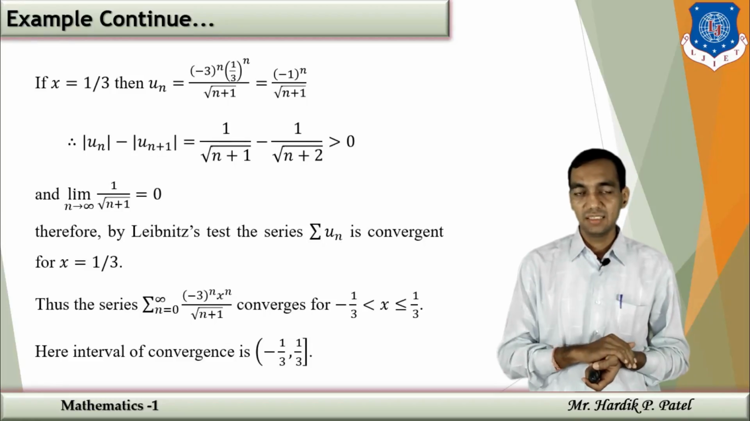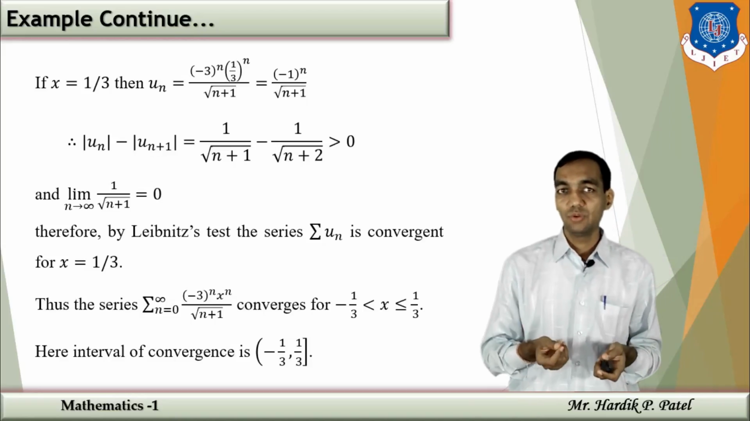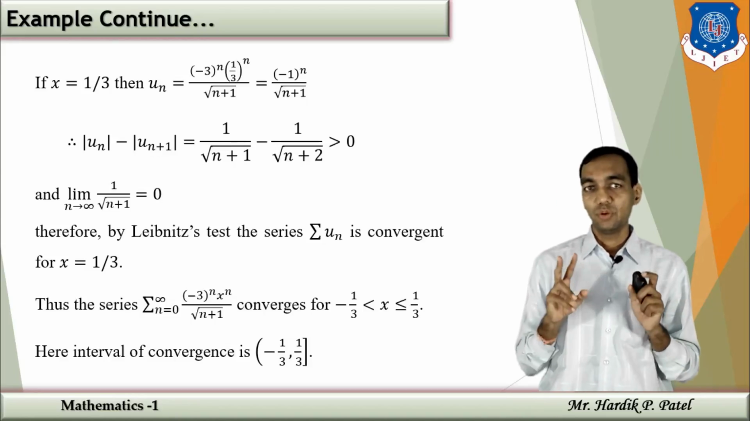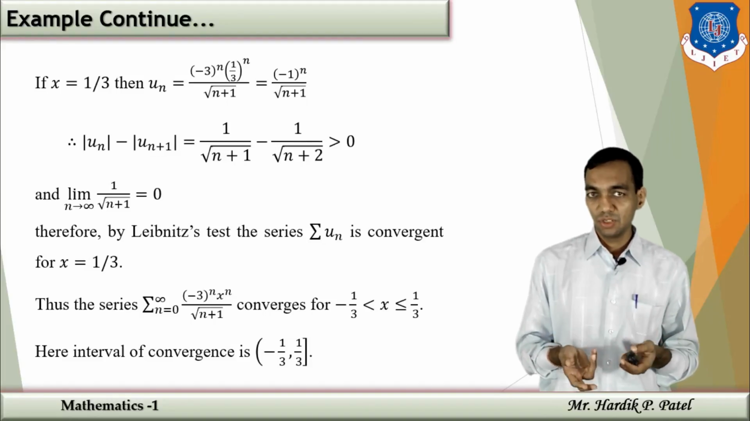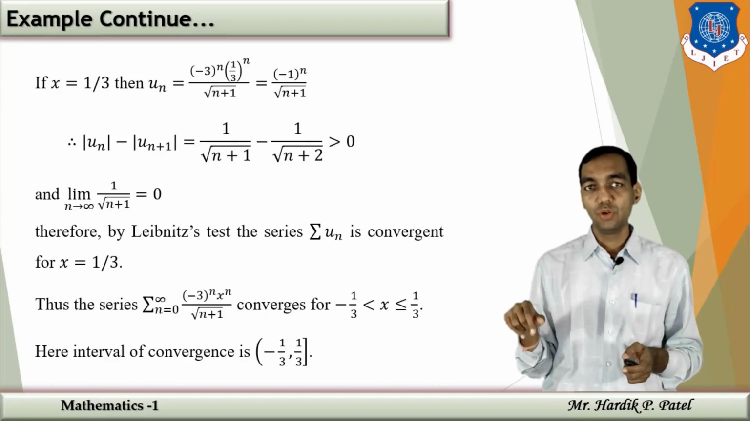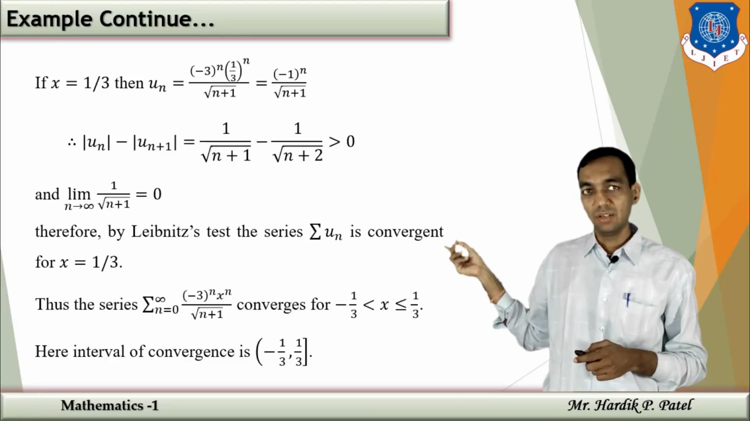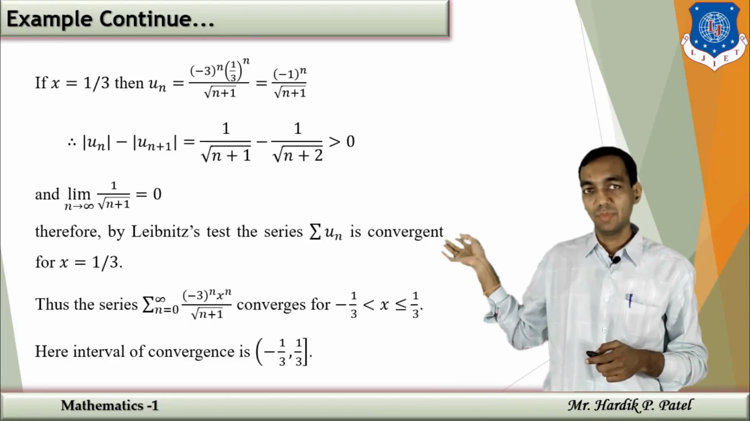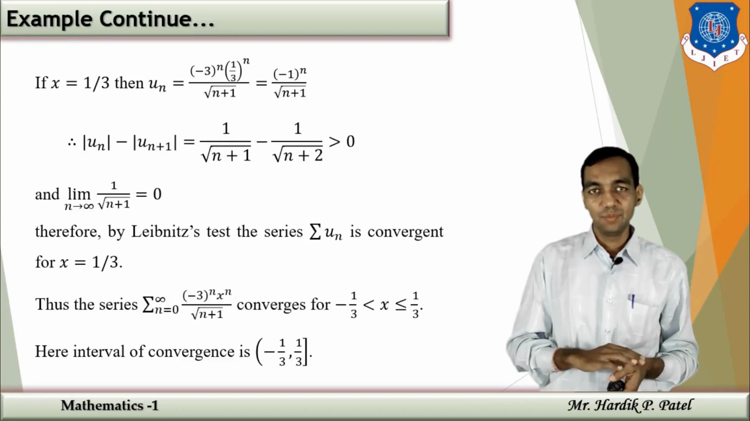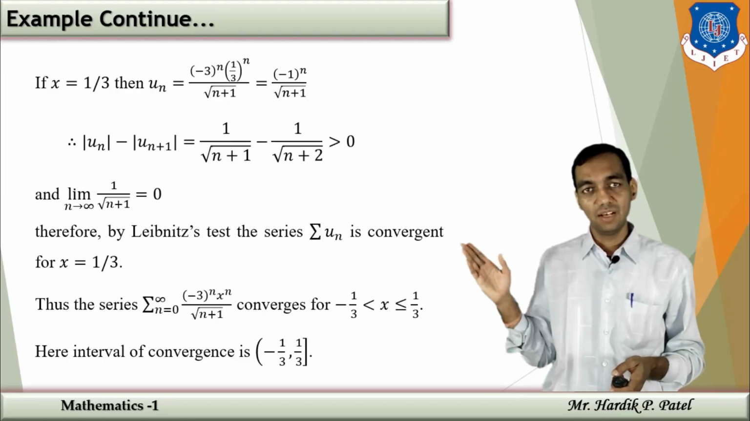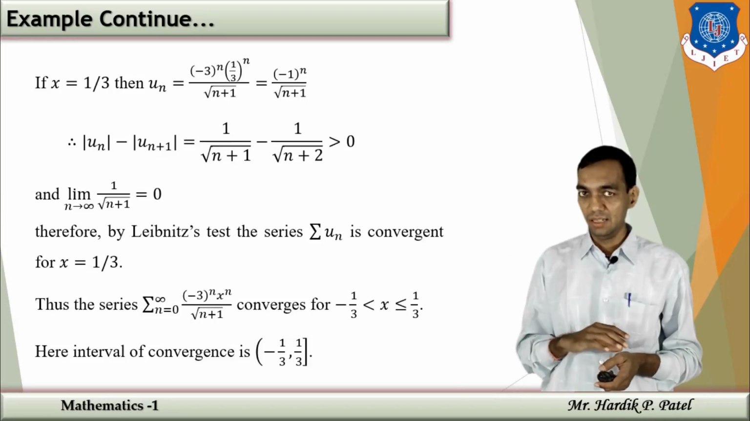And if you have an alternating series, then you have to apply the Leibniz test. For the Leibniz test, we are going to consider only the positive part, that means the mod part of the original series. Minus 1 raised to n is going to be neglected. So we start with mod Un and mod Un plus 1. So mod Un minus mod Un plus 1 will be 1 upon under root of n plus 1 minus 1 upon under root of n plus 2. If you cross multiply and simplify, that will obviously have a value greater than 0. That means the given series is numerically decreasing.